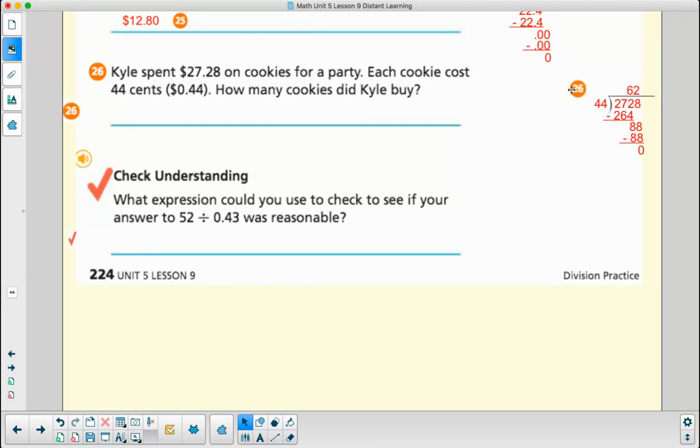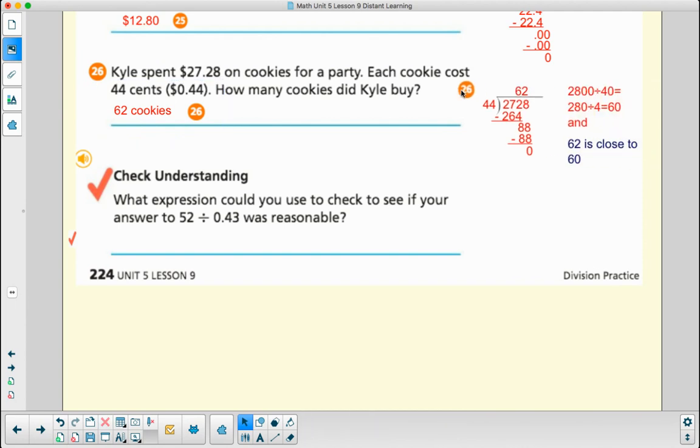So when I did 2,728 divided by 44, I didn't have any 44s in the first two. I had 6 44s in 272. That left me with 8. Then I had 2 44s in 88. So I had nothing left. So that told me he bought 62 cookies.